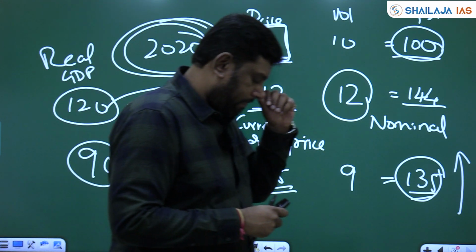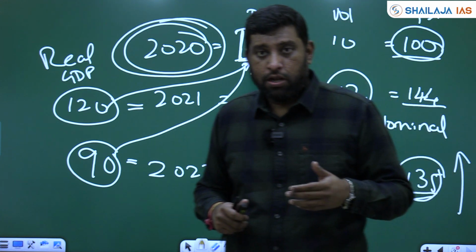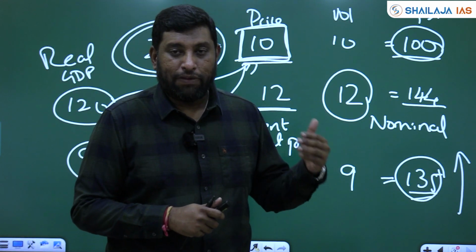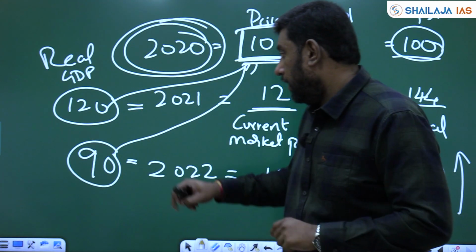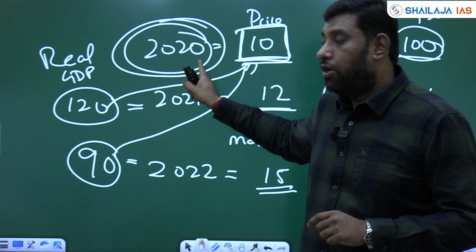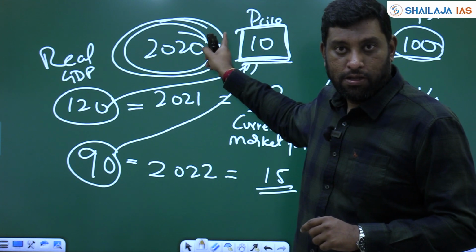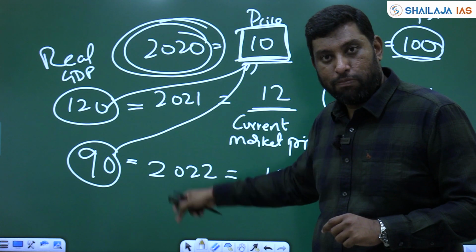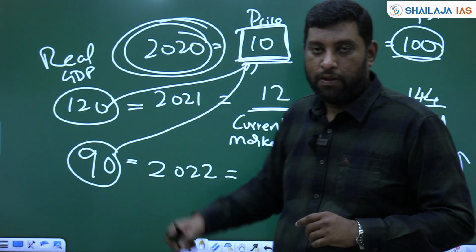So whenever you come across terms that GDP is growing at 7%, 8%, that is with regard to the real GDP, where we are keeping the prices fixed to something called a base year. We have kept 2020 as the base year for the calculation purposes in this context, for this example.